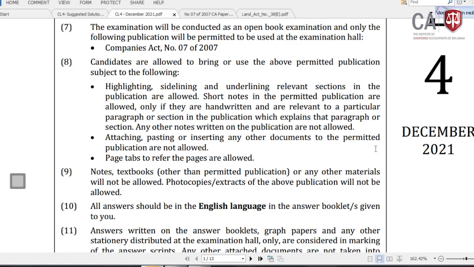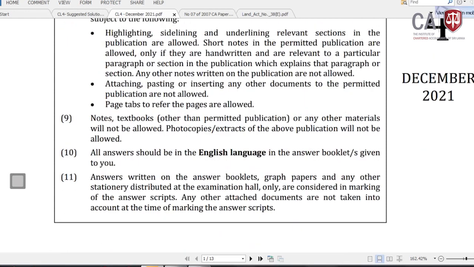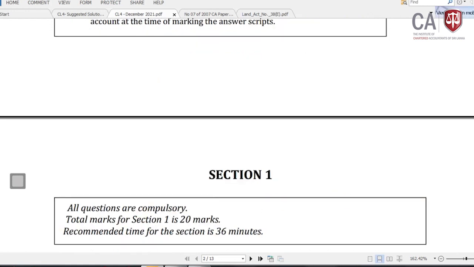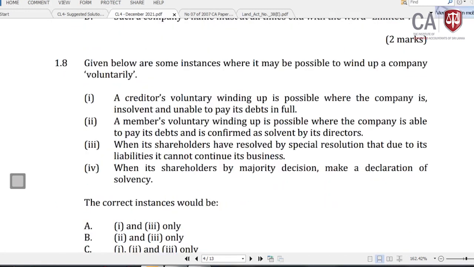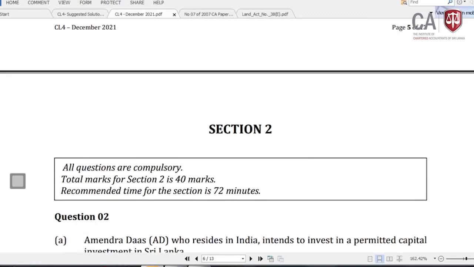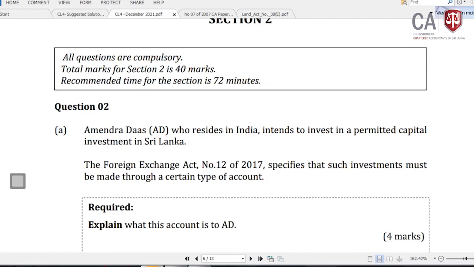With that, now we will look at the questions that we have been given in section 2. There are 4 questions here, 10 marks each. Question 2, first we will read it and see.